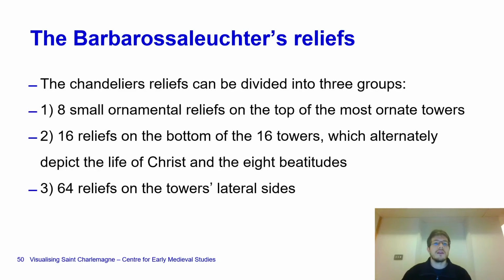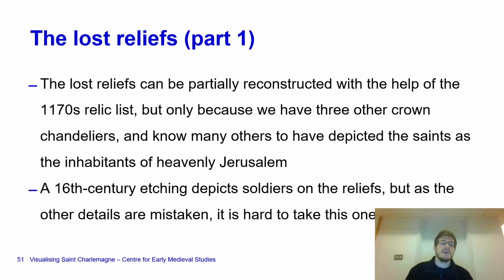Now, the chandelier's reliefs can be divided into three groups. Eight small ornamental reliefs on the top of the most ornate towers, 16 reliefs on the bottom of the 16 towers, which alternately depict the life of Christ and the eight Beatitudes. So these are from the Sermon on the Mount in the Gospel of Matthew. And there are 64 reliefs on the towers' lateral sides, and these were probably saints' reliefs. Now, the lost reliefs can be partially reconstructed with the help of the 1170s list, but only because we have three other crown chandeliers and know many others to have depicted the saints as the inhabitants of heavenly Jerusalem.